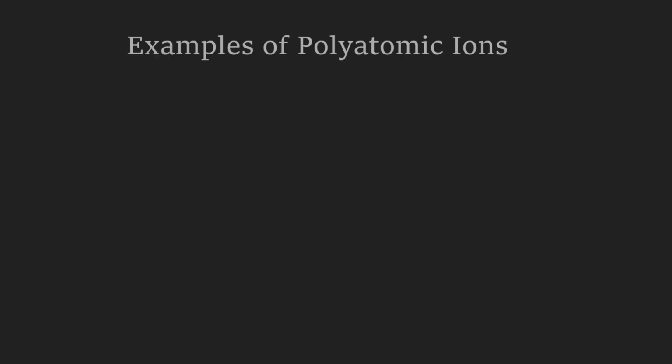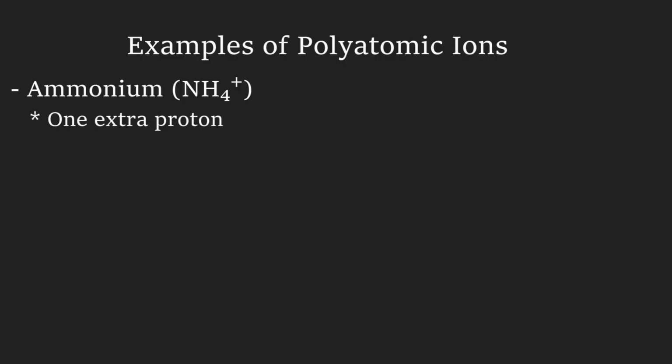Let's look at a few examples of common polyatomic ions and their formation. A first example is ammonium, which is formed from 1 nitrogen atom covalently bonded to 4 hydrogen atoms. The group has 1 extra proton compared to the total number of electrons, giving it a +1 charge.